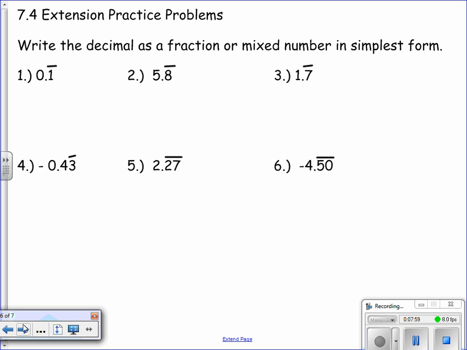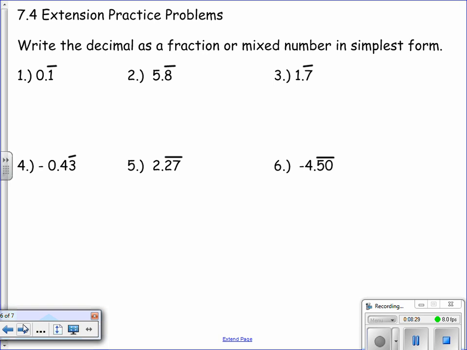Here you have 6 practice problems. Remember for 1, 2, and 3, actually 4 as well, there's only 1 repeating digit. So you're going to be multiplying all of those second equations by 10. And in 5 and 6, you have 2 repeating digits, so you'll be multiplying that original equation by 100 to get your second equation. Please make sure you write down any questions that you have.